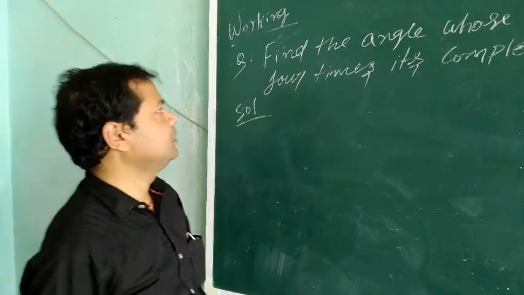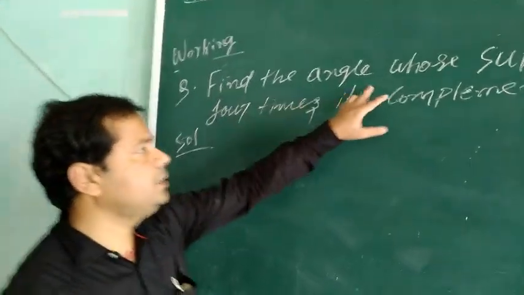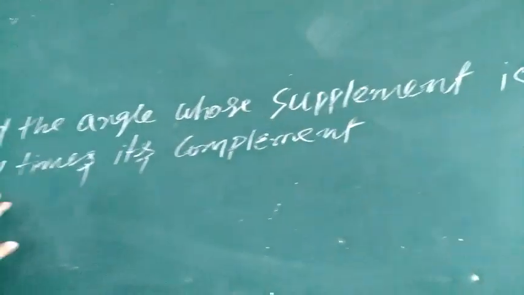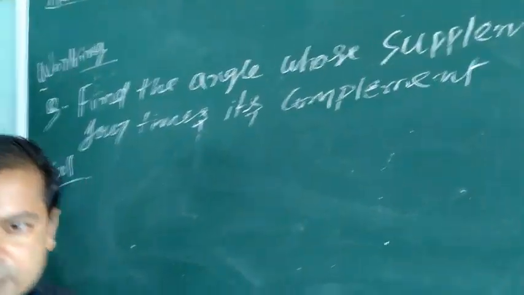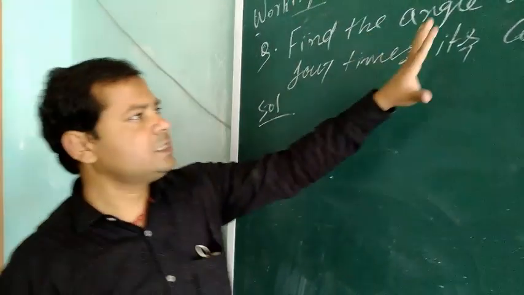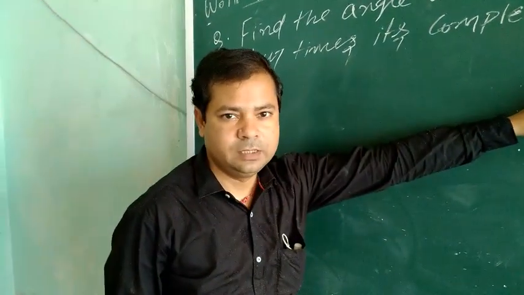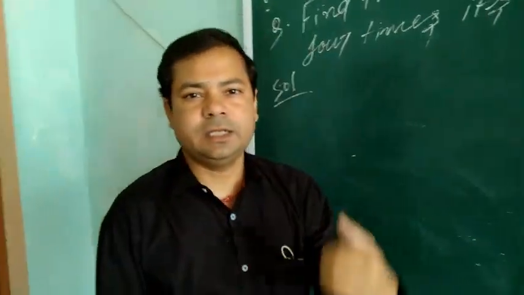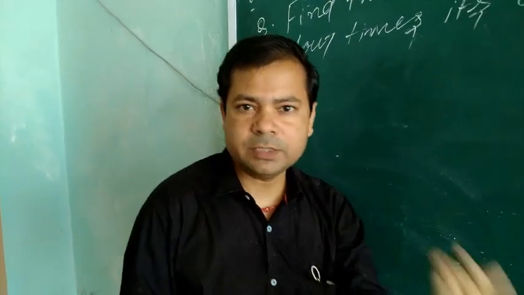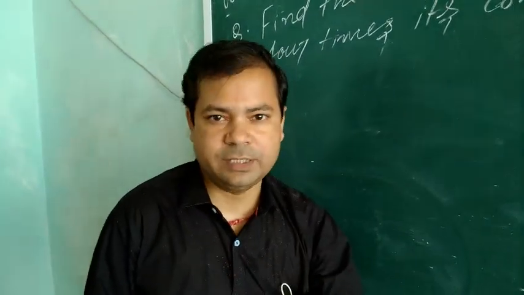Consider another problem. The question is: find the angle whose supplement is 4 times its complement. It means what? In this case, the supplement is 4 times its complement. Here it means the supplement is greater than its complement. How much greater? It is 4 times greater.